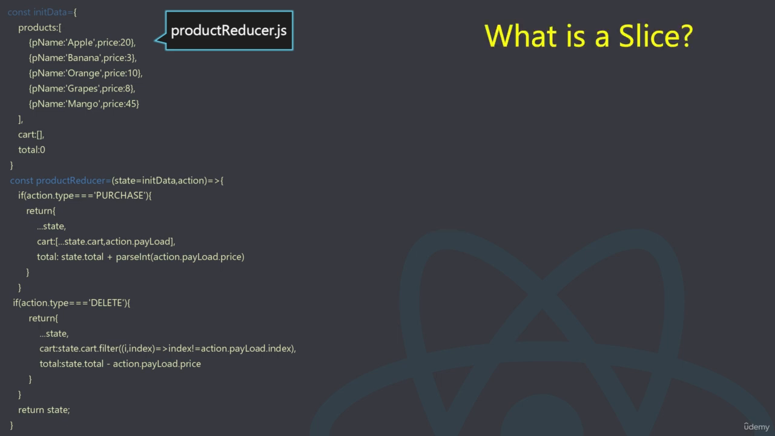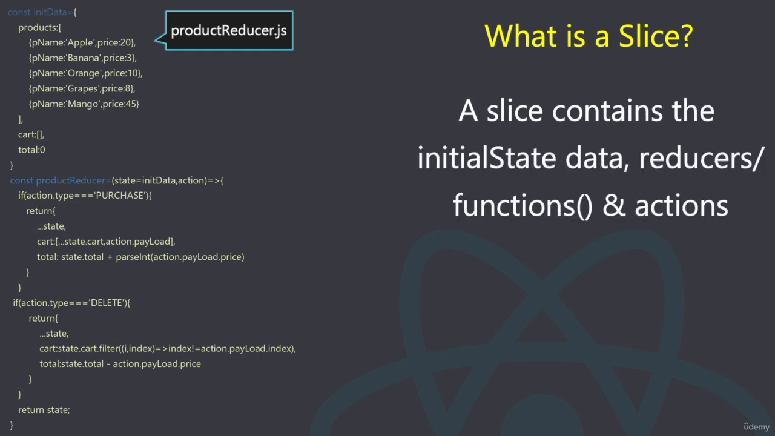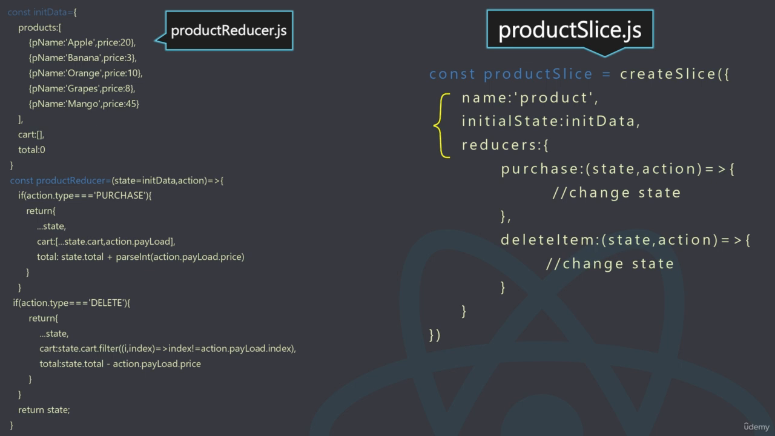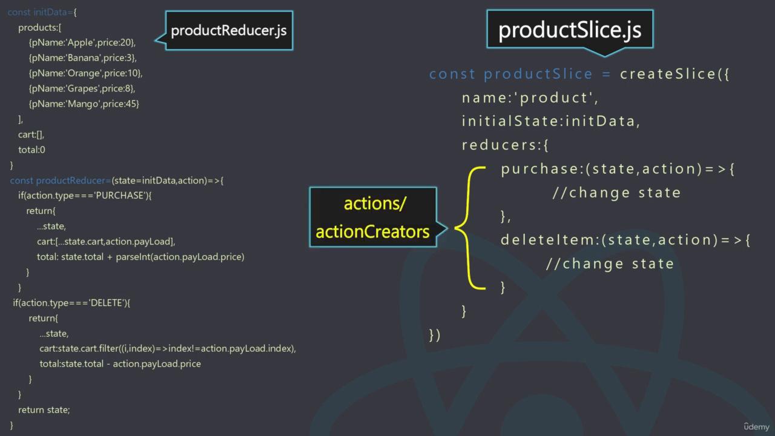So what is a slice? Basically, a slice contains the state, the initial state data, that is. Also, it contains all the reducers, all the functions, the actions which we have defined as reducers inside it. So more or less, the slice will look something like this, where we have the name of the slice, we have the initial state where we define whatever data we want, which we initialize. Then we have the reducers key, in which, for example, here if you see that I have defined purchase. Now this purchase and delete item, they become the actions, but they are action creators inside this slice.